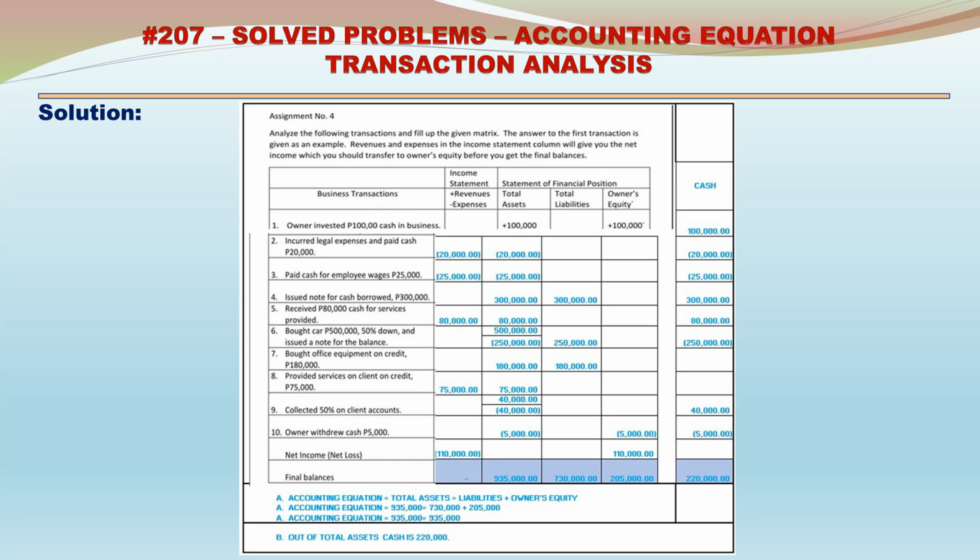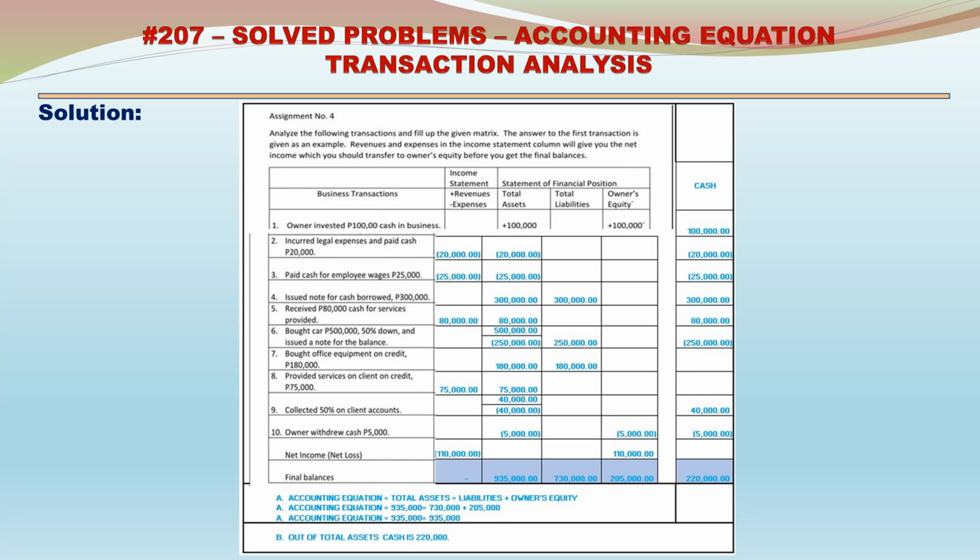Cash reduced by 5,000. Total income is 110,000. When we transfer this to owner's equity, 110,000. Total assets are 935,000. Total liabilities are 730,000. Owner's equity is 205,000. Total cash is 220,000.